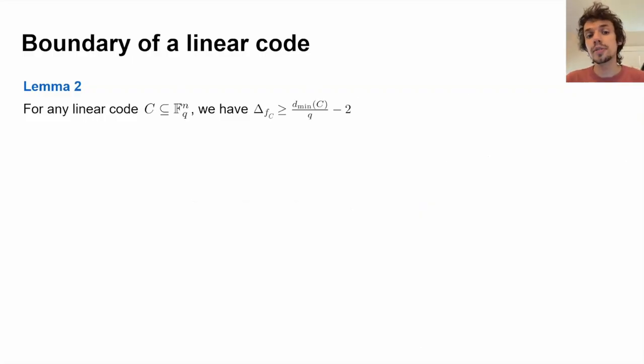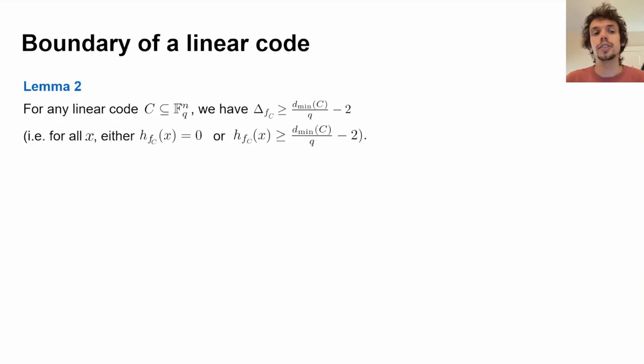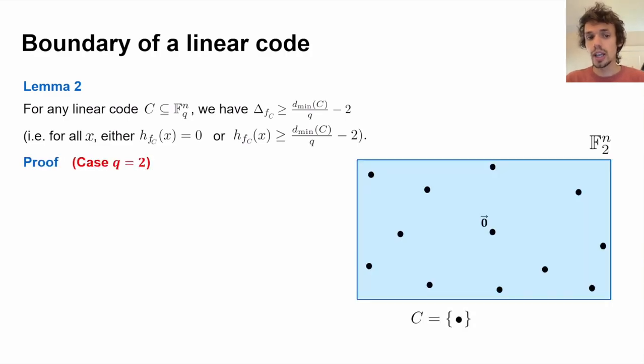Remember that our function fc is the indicator function for a decoding failure, and so what our lemma 2 states is that for any error string x where the decoding would be successful, either x has no neighbors where the decoding would fail, or if it has at least one such neighbor, it must have many neighbors where the decoding will fail. So let me sketch out a proof for the case q is equal to 2. I won't show the case where q is larger than 2 because it gets a bit too technical.